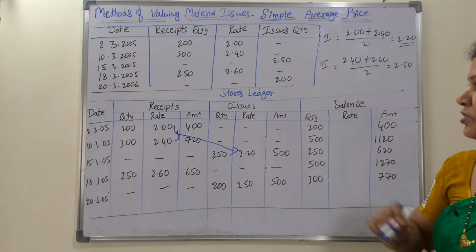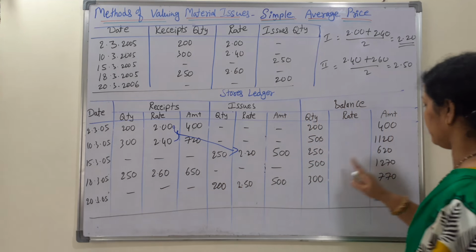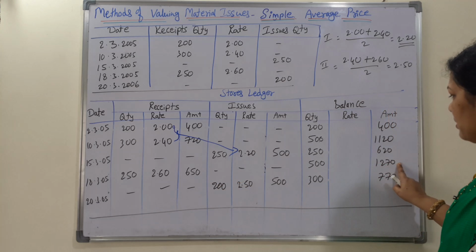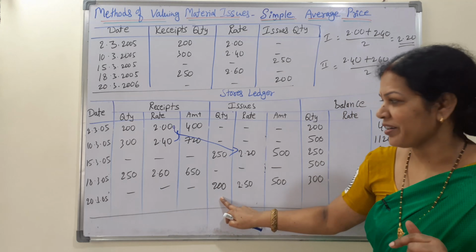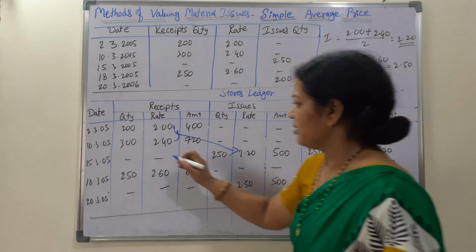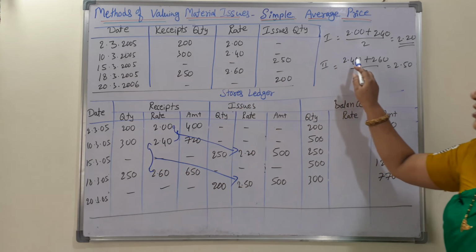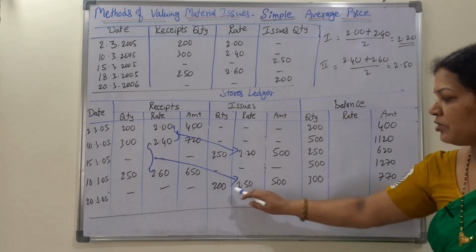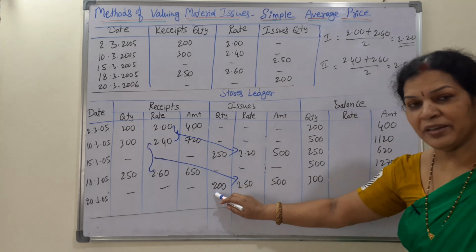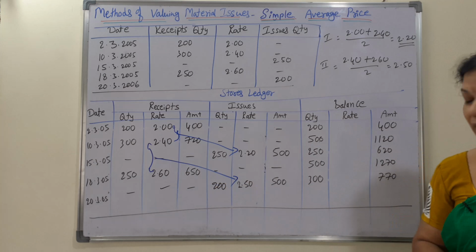Now on 18th we have purchased 250 at the rate of 2.60, already given. It comes to 650. Now the balance is increasing: 250 plus 250, 500, and 570 plus 650, 1220. After this, the last one, 200 is issued. At what rate? The average of the last two purchases, 2.40 plus 2.60 by 2, so you get 2.50. At this rate we are issuing. 200 into 2.50 is 500. Issue means 500 minus 200, it is 300, and 1220 minus 500, 720. At the end of 20th March 2005, we have a balance of 720 for 300 units. That's all.